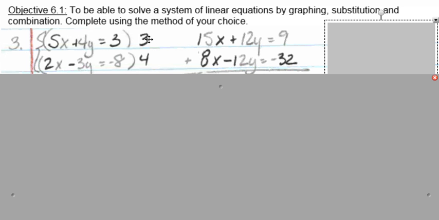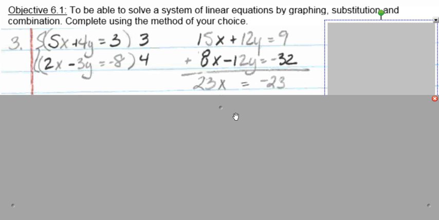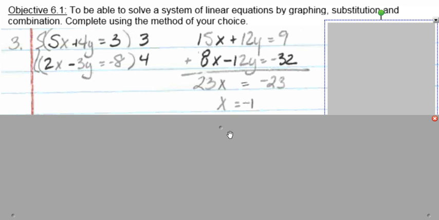So again, multiplying the entire first equation by 3, we'd have 15x plus 12y equals 9, and the entire second equation by 4, we have 8x minus 12y equals negative 32. By adding the equations together, we'll end up with 23x equaling negative 23. To get x alone, we could divide each side by 23, so x would equal negative 1.